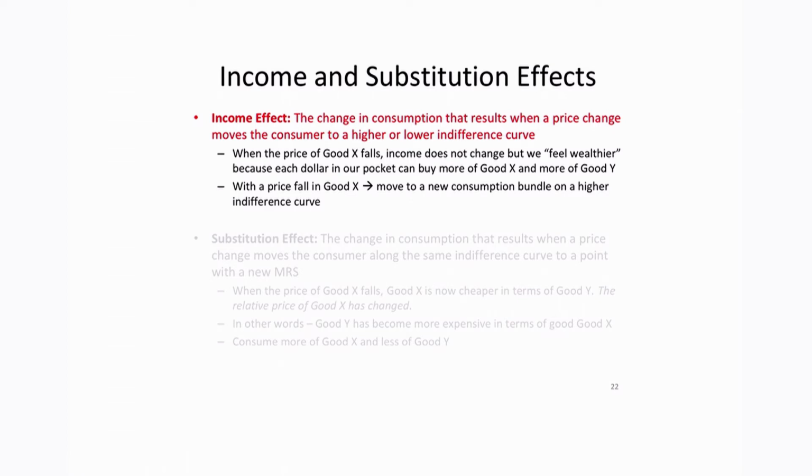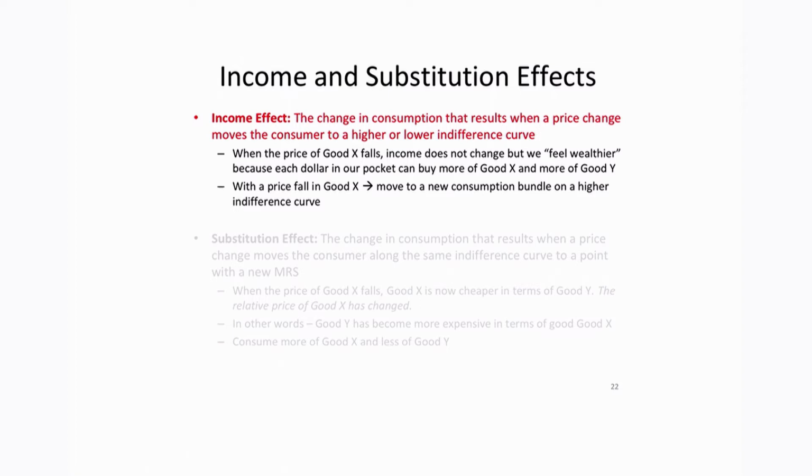Now, when we start to see changes in our model, we need to talk about the income and the substitution effect. The income effect shows the change in consumption that results when there's a price change that moves a consumer along to a higher or lower indifference curve. The income and the substitution effect are going to occur when we have a change in the price of one of the goods.